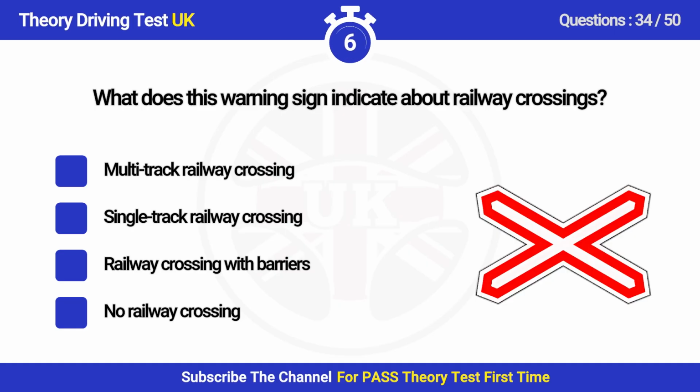A. Cattle crossing. B. Wild animals crossing or in road. C. Domestic animals nearby. D. Farm machinery ahead.